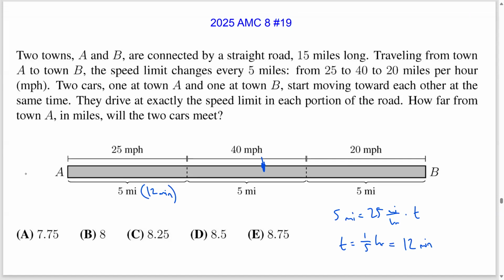We can do the same thing with the remaining 2/3, and we will see that it will take 7.5 minutes. And lastly, 15 minutes. So altogether, it's going to take 12 plus 7.5 plus 15. It's going to take 34.5 minutes. So this means that cars that start from A and B are going to meet at this point in exactly 17.25 minutes.